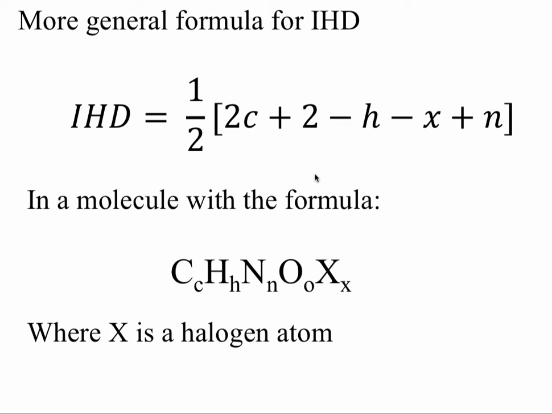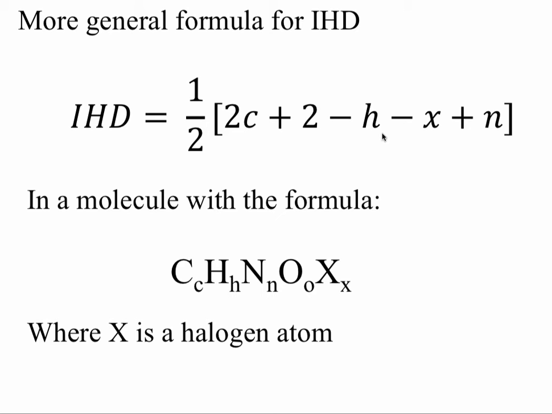Okay, so we wanted to add more complexity because we don't want to just limit what we look at to organic compounds that have carbon and hydrogen. So let's look at molecules that are going to be a little bit more complex, meaning they might have nitrogen, oxygen, or some halogen in the formula. The formula is a little more complex again because we have to add those.